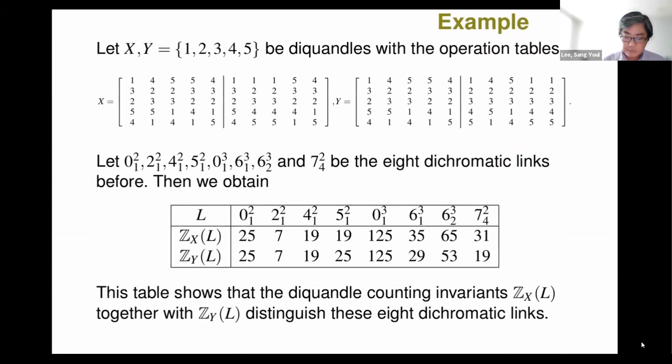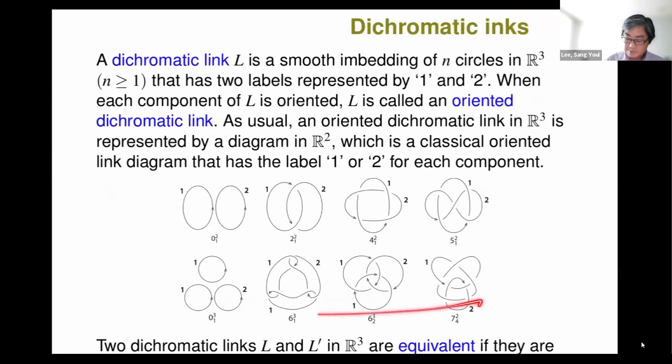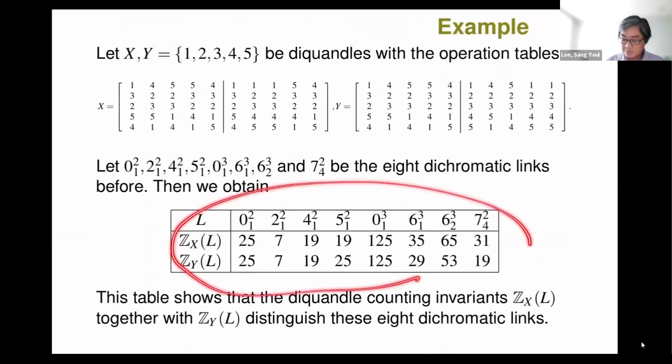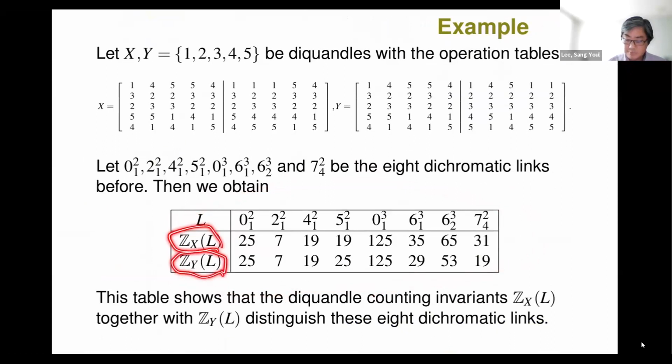Here are some examples. Let X be the 5-element diquandle with this operation table. Then we examine the coloring numbers for these 8 dichromatic links in the first page. This is the diagram of these 8 links. The computation result is in this table. So look at this table, then the diquandle counting number distinguishes all these 8 dichromatic links, as we can see.